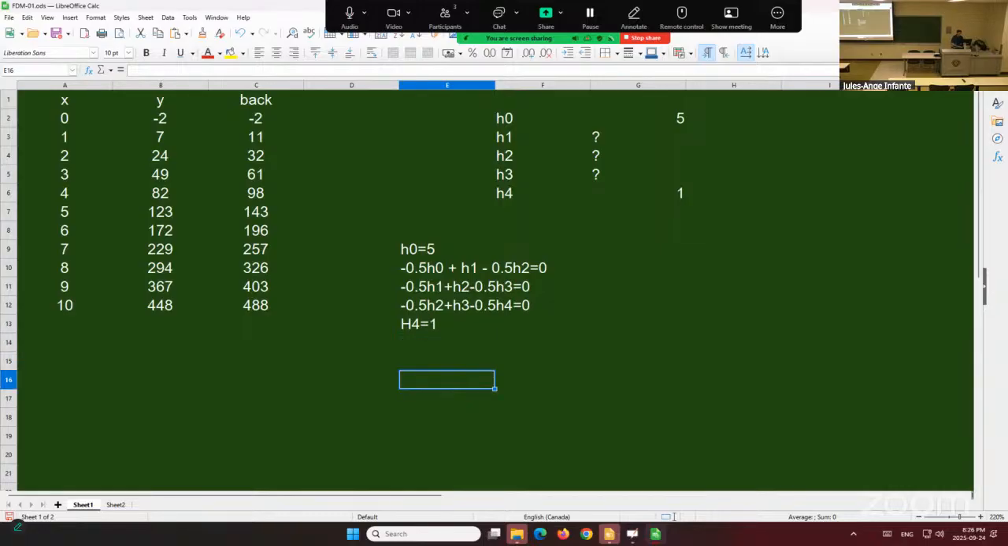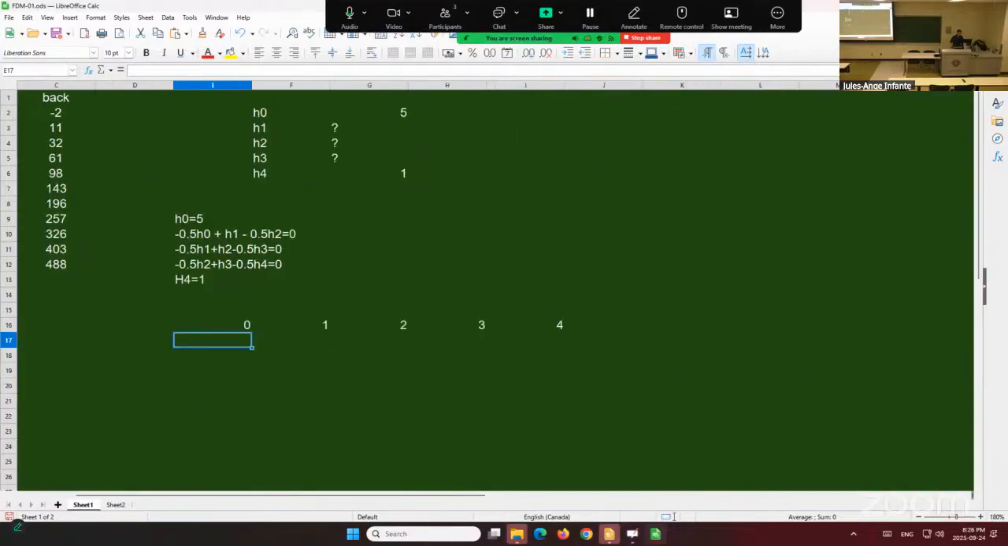So if I put them in terms of 0, 1, 2, 3, 4 in terms of index, I have H, and here I have a vector. This one is H0, H1, H2, H3, H4.